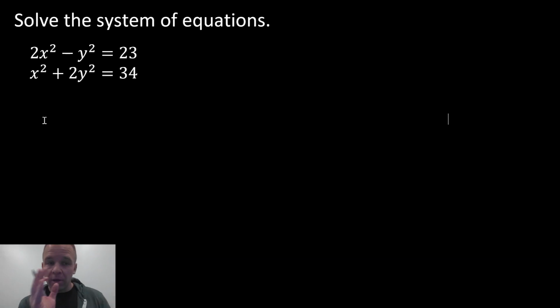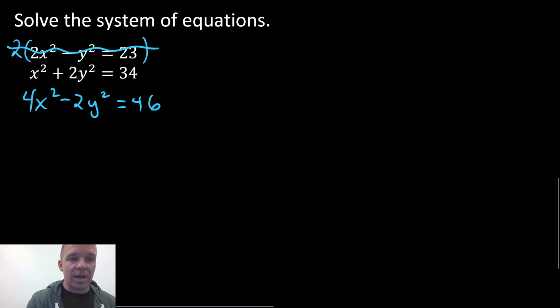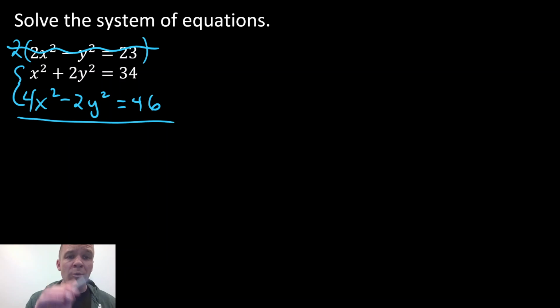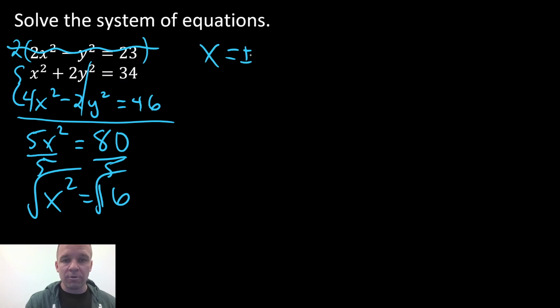All right, so in order to do elimination, I need to multiply one of these or both of them by some particular number. I'm going to multiply that top equation by a positive 2, and that's going to cancel out my y variables. So I will have 4x squared minus 2y squared equals 46. So this guy's gone, and now I'm just working with those two. When I add, my y's cancel. I'm left with 5x squared is equal to 80. Now to solve for x, I'm going to divide by 5 on both sides. I'll get x squared equals 16, square root, and I get x equals plus or minus 4.